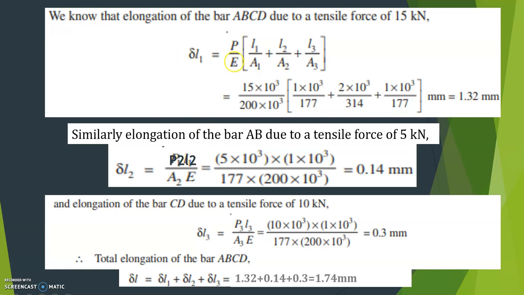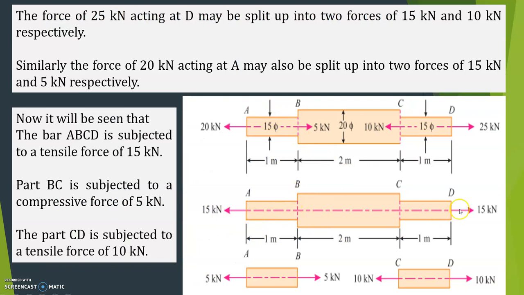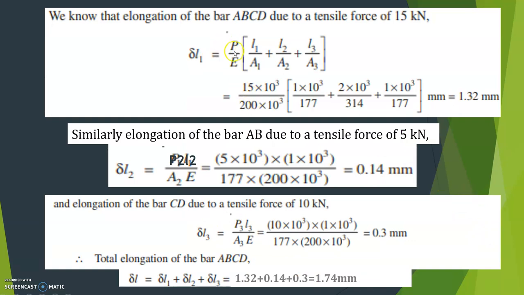So now first we will consider this load, the section ABCD. So this P is 15, right? You can keep it outside, P, and E also is common, you can take it outside. Then what is the remaining term? L1 divided by A1 plus L2 divided by A2 plus L3 divided by A3. Right?